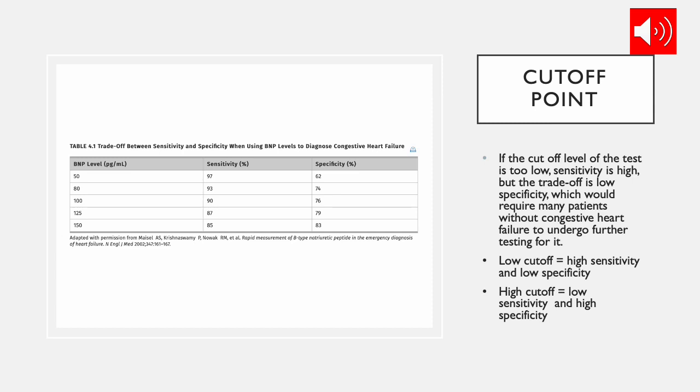So for cutoff points, if the cutoff level of the test is too low, sensitivity is going to be high, but you will have low specificity. And the inverse is true of a high cutoff point. Again, for diabetes, if you determined that people should be diagnosed with diabetes who had an A1C greater than 10, you would have very low sensitivity, but a very high specificity.